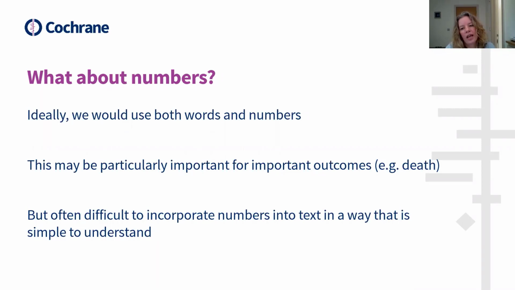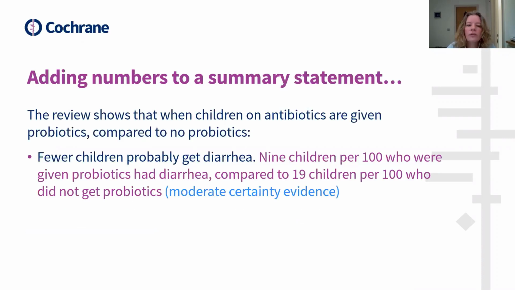But the challenge here is that it can be really difficult to incorporate numbers in the text in a way that's simple to understand. So we want to be using absolute effects wherever possible. So for example, we could add in some absolute numbers into one of our statements from before and say that 9 children per 100 who were given probiotics had diarrhea compared to 19 children per 100 who didn't get probiotics.